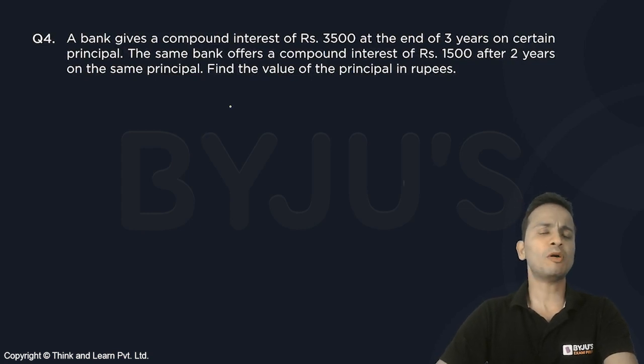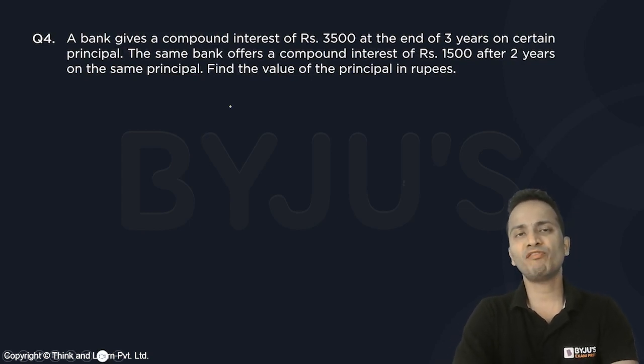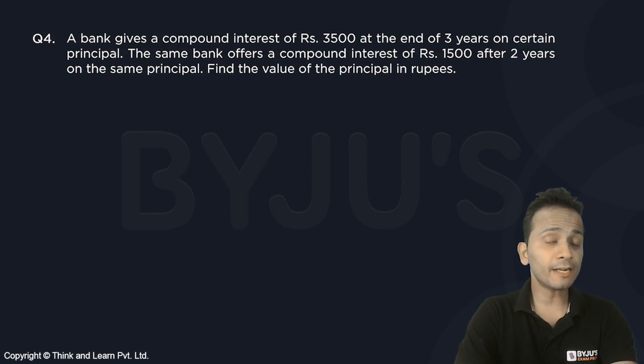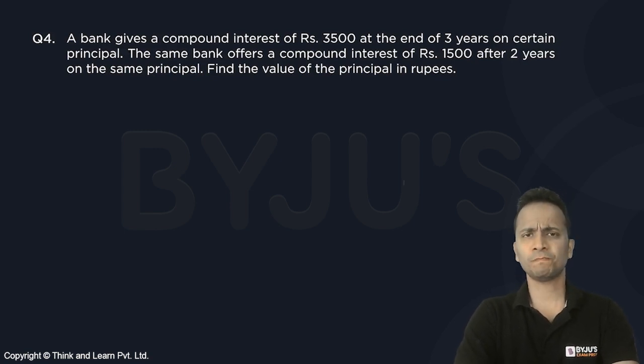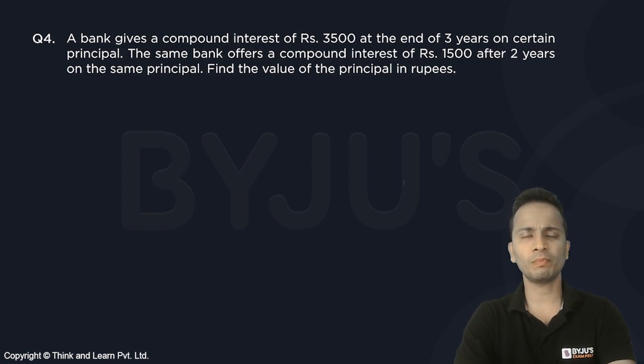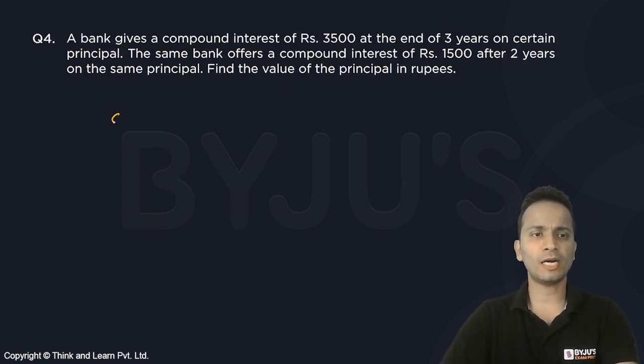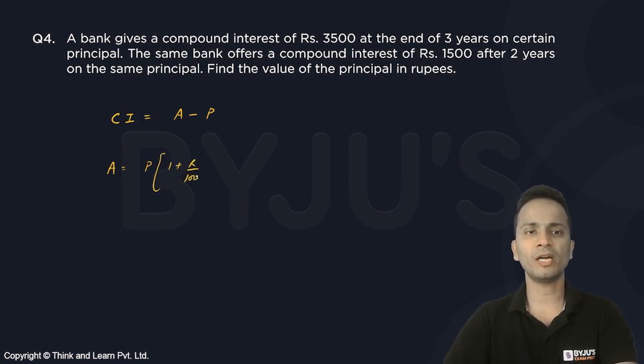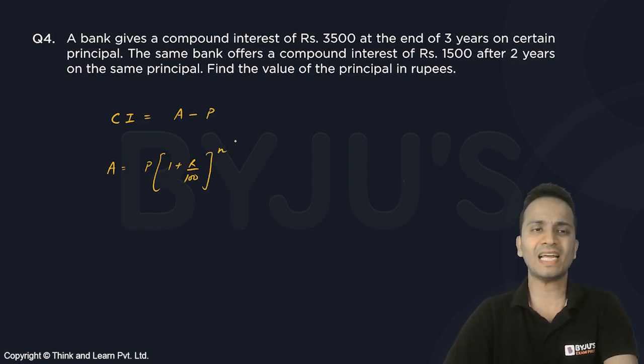Now for this question of compound interest, we'll apply a very simple formula for the compound interest. Interest is equal to amount minus principal. So we'll apply that formula. So I can write that compound interest is equal to amount minus principal. The formula for amount in case of compound interest is principal times bracket 1 plus r upon 100 raised to the power number of years or number of time periods.